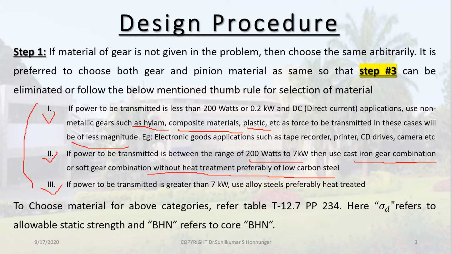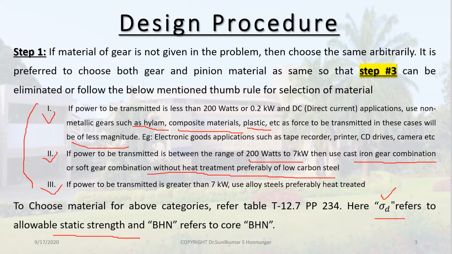Okay, so you have to refer to that table and then take that. Here sigma d is given. I think I had told it elaborately that sigma d is actually the sigma bending we have taken during the derivation of that equation. It is the same as the strength of that. Sigma d is the static strength of the material, or allowable strength.